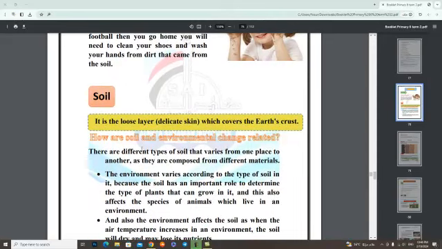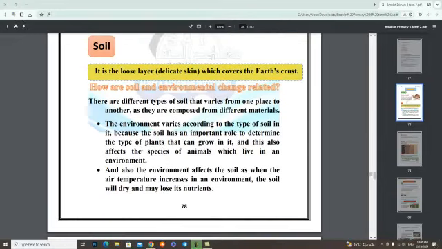How are soil and environmental change related? There are different types of soil that vary from one place to another. As they are composed of different materials, the environment varies according to the type of soil in it. The soil has an important role in determining the type of plants that can grow in it, and this also affects the species of animals which live in an environment.